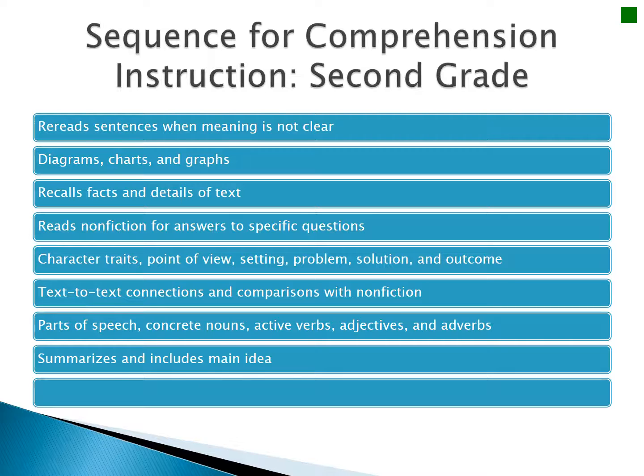Now, text-to-text connections, we're adding to text-to-self connections, and we're teaching them to think about, oh, I read another book that reminds me of what I'm reading in this book. Or perhaps in our science book we read this, but in this other nonfiction book from the classroom library, it says this. So we're teaching them to make connections between books, to assimilate their reading knowledge. We're also teaching them to think about parts of speech, concrete nouns, active verbs, adjectives, adverbs, and to summarize and include the main idea.